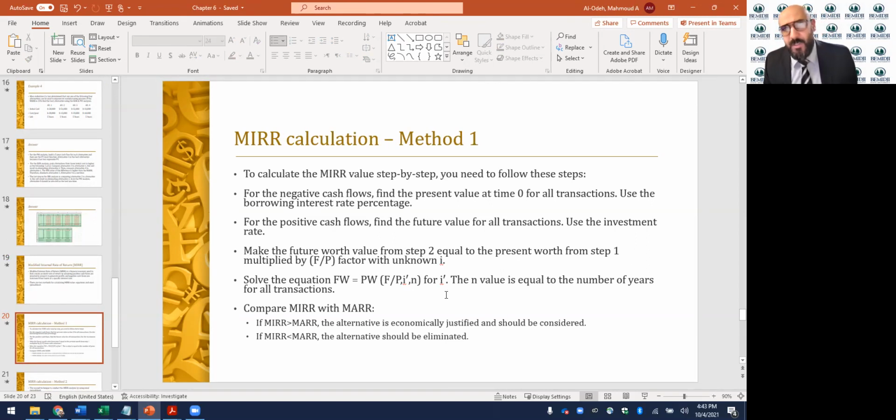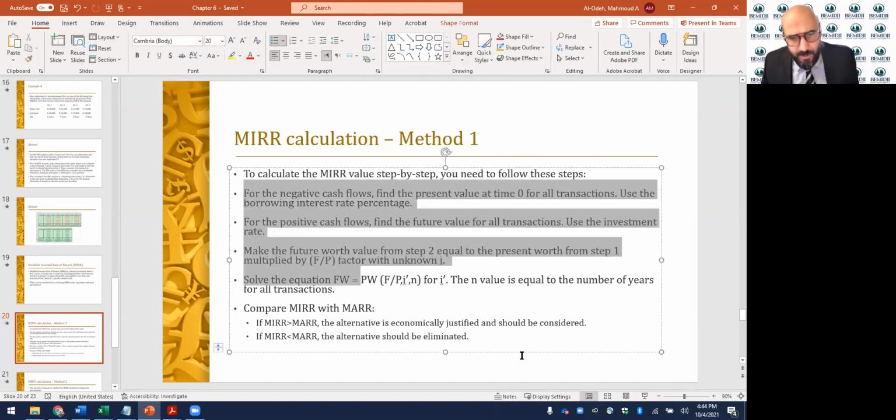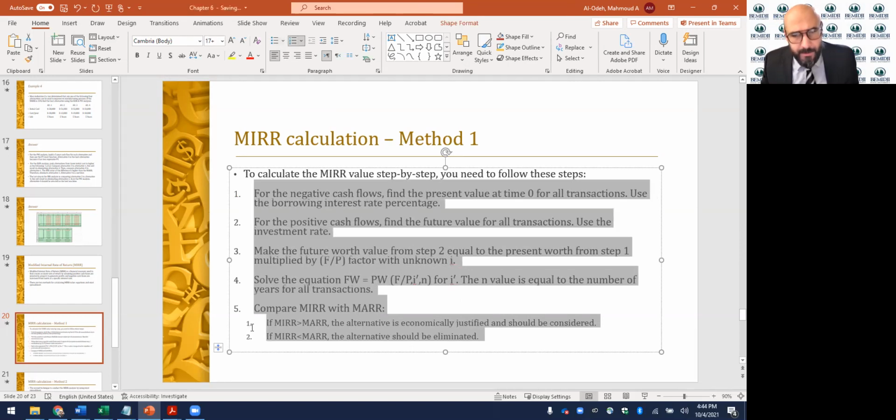Number one, for the negative cash flows, you need to find the present value at time zero for all the transactions using the borrowing interest rate. So what you do, you separate the positive transactions and the negative transactions. For the negative transactions, you find the present value, and then you find the future value for the positives. Actually, I should do numbering here.